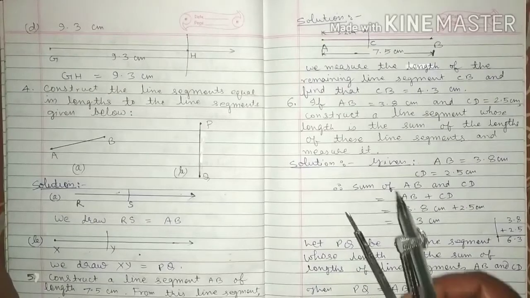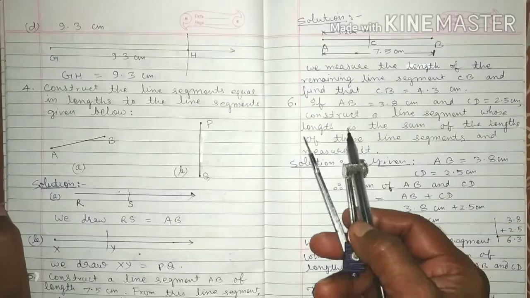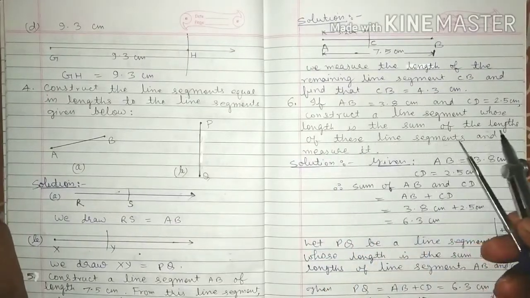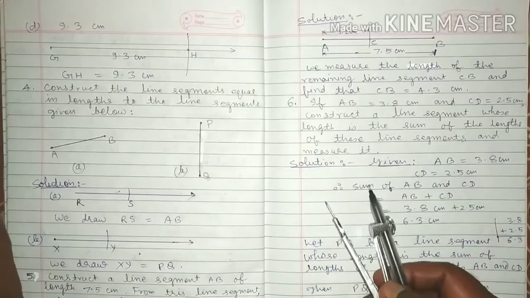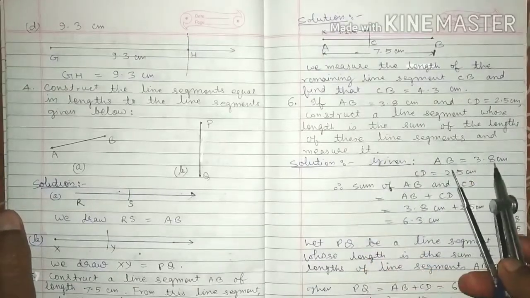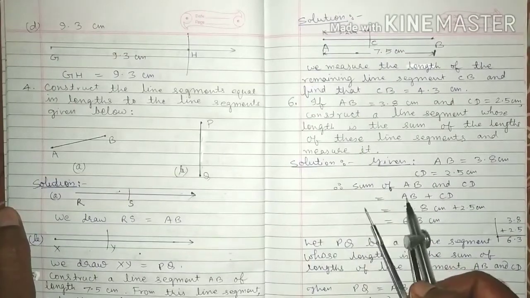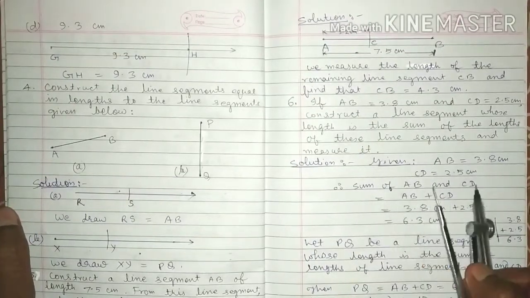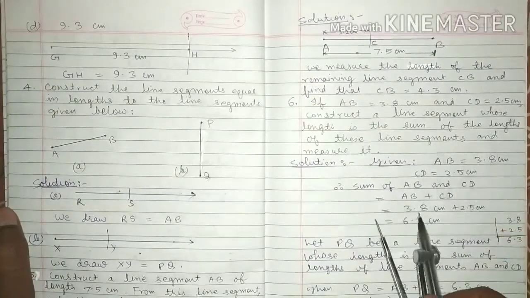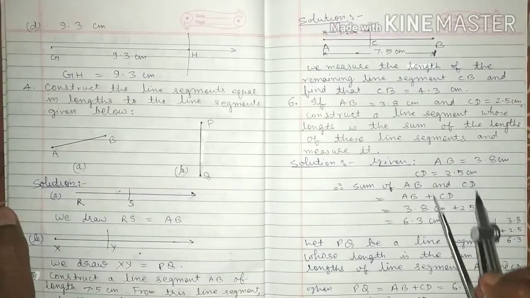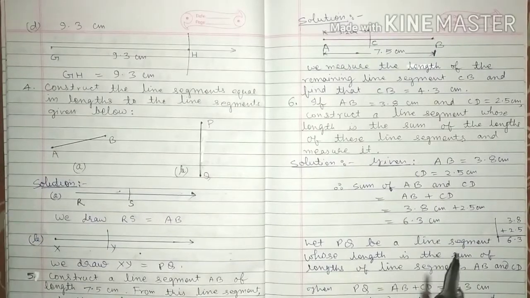Now question number 6. If AB is equal to 3.8 centimeter and CD is equal to 2.5 centimeter, construct a line segment whose length is the sum of the lengths of these line segments and measure it. For the solution, we write given AB is equal to 3.8 centimeter, CD is equal to 2.5 centimeter. Therefore, the sum of line segments AB and CD equals AB plus CD. The value of AB is 3.8 we put here, and the value of CD is 2.5 we put here, and now we add, we get 6.3 centimeter.